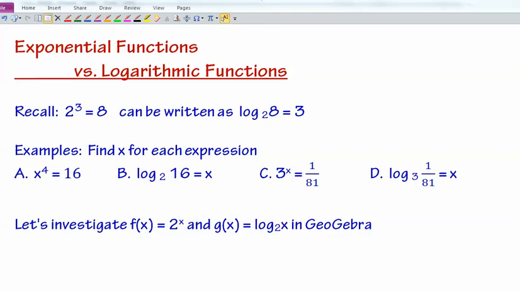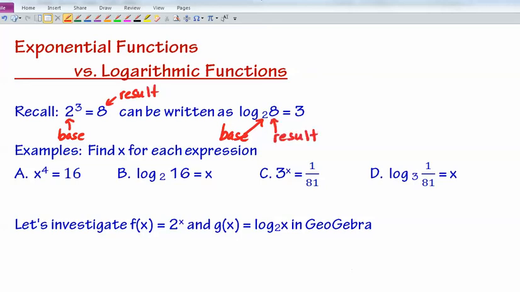Logarithms are exponents, so we could compare these two expressions. If we have 2 to the third equals 8, we all believe that's true. 2 to the third power produces 8. So we could rewrite that in this form. Remember, the symbol for logarithm is log, and then we say what our base value is. So our base from this expression is 2.